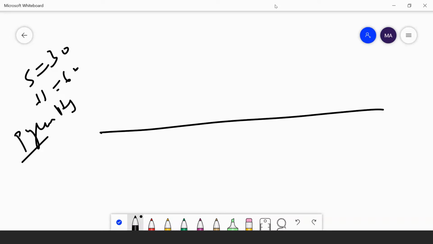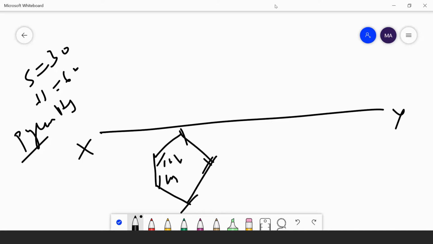I am taking the reference line as XY. I am drawing the pentagonal pyramid. I am taking the side of the pentagon as 30. Angle 108, 108. I have cut 30, 30 here. From here I have cut 30, 30 here.